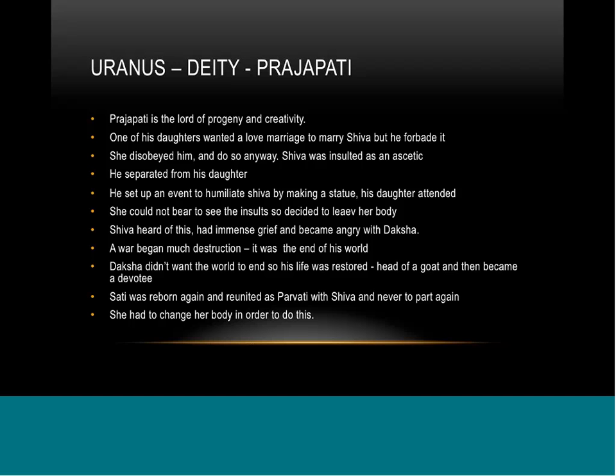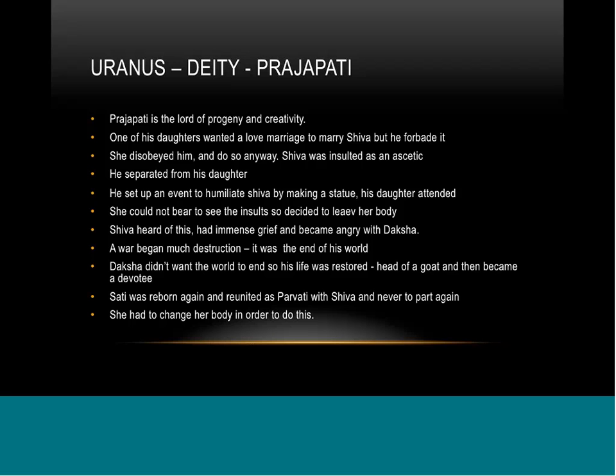PRAJAPATI Daksha does not like this, and he insults her again, calling him an ascetic and various other names, and then he separates himself from his daughter. He then decides to set up an event to humiliate Shiva by making a statue of his body and having everyone humiliate him. Not knowing this, his daughter Sati comes to attend the event. She can't bear to see the insults of Shiva taking place, so in quite an extreme way, she decides to leave her body and commit suicide, which is very extreme.